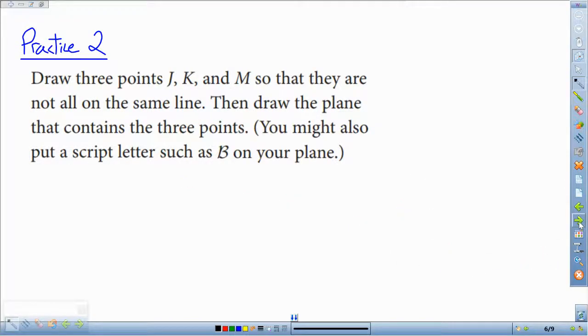Okay, so practice problem number 2. Again, I'm going to have you try this on your own. So go ahead and copy down those directions, get the practice 2, and we'll have you try this out. So go ahead and do that.